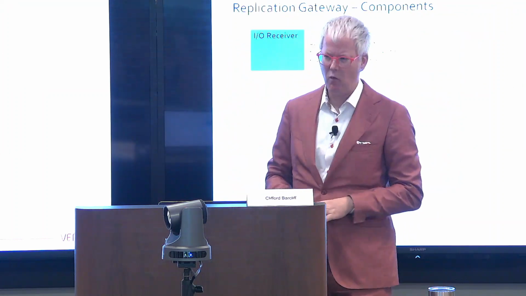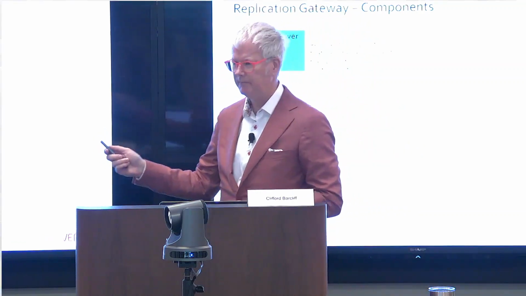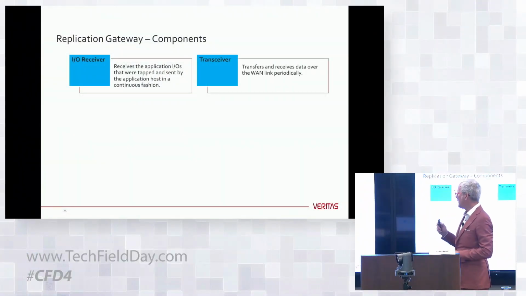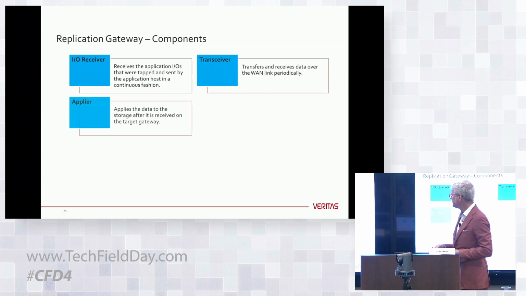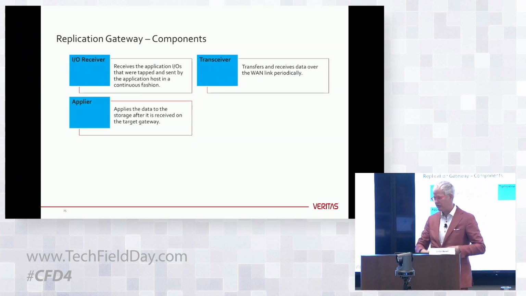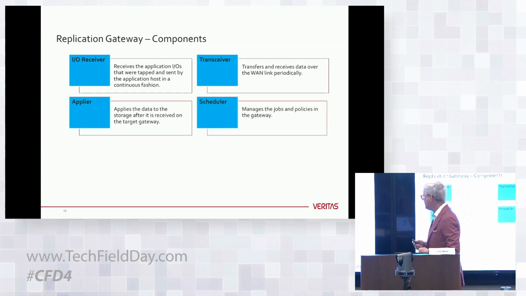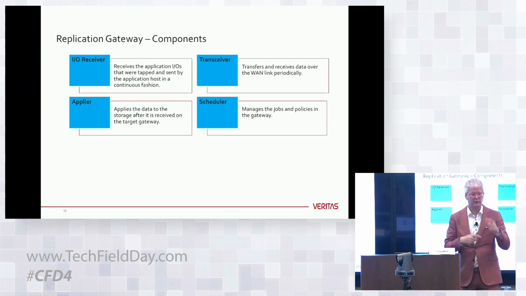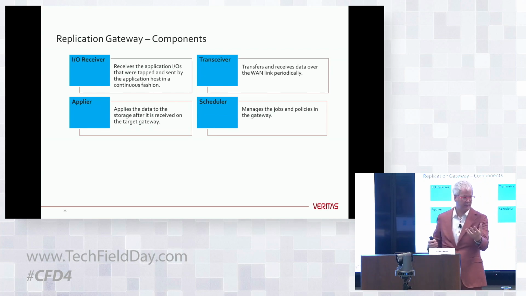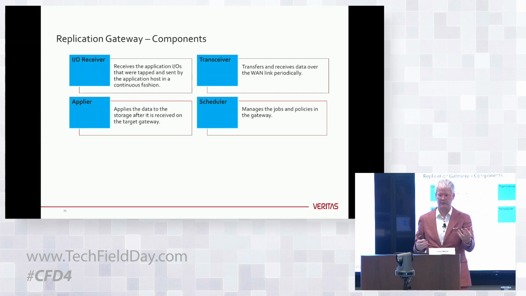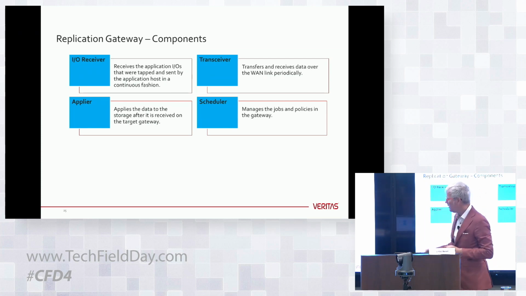So let's talk about what we actually do. We're gathering data in a continuous fashion. So I have an I/O receiver, something that gathers bits and sets. I transmit it. Somebody else catches it and applies it. There's an internal scheduler that's looking at these sets coming from all over the place, right? One gateway can have many different things running on it. It doesn't have to be just one VM. It can be lots of different VMs all doing their thing.